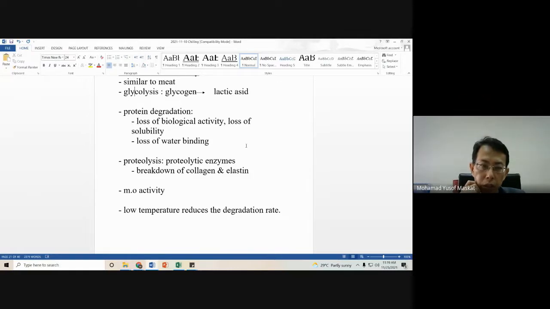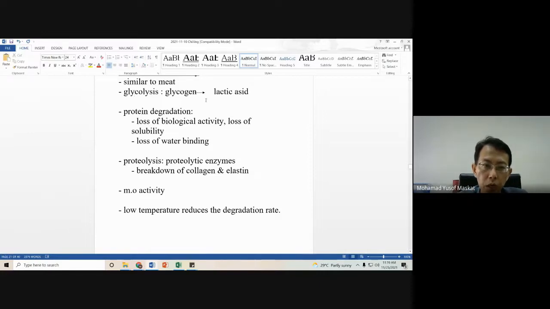And when there is loss of water binding, the meat will become drier, with less juiciness and less softness or tenderness. So it will become hard and dry, and that is not desirable to the consumers.